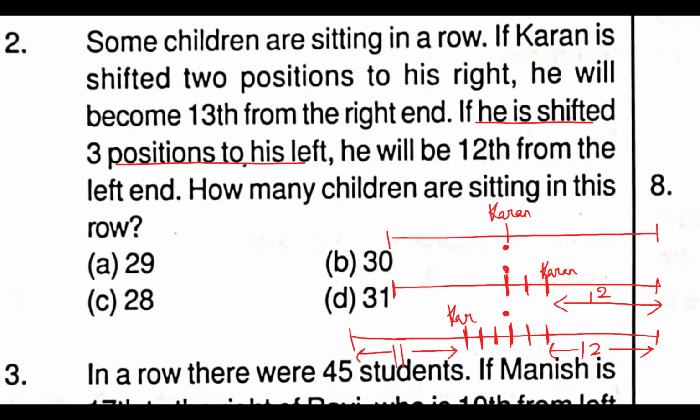The question was that there are some children sitting in a row and Karan is sitting at one random position. This we have taken as the position of Karan, at any position randomly. But there are two conditions given to us. This is the first condition and this is the second condition. The first condition is that when we have shifted Karan two places towards the right, can you see here? Two positions to his right. So earlier Karan was over here.